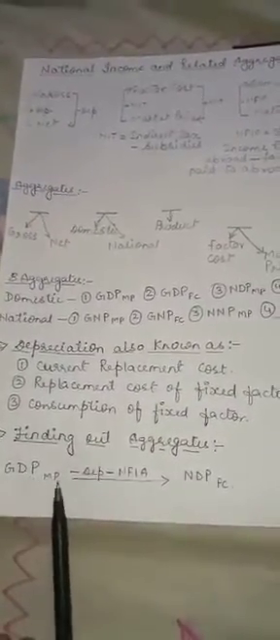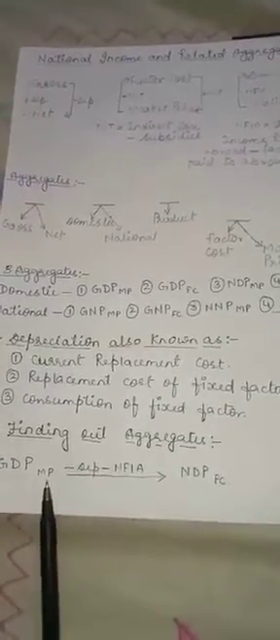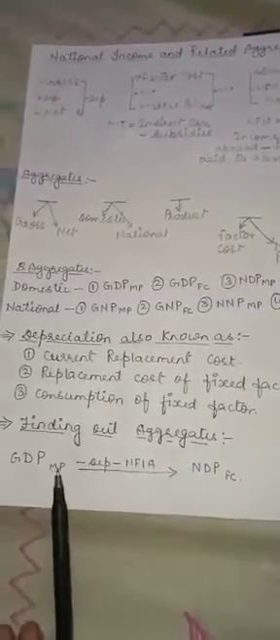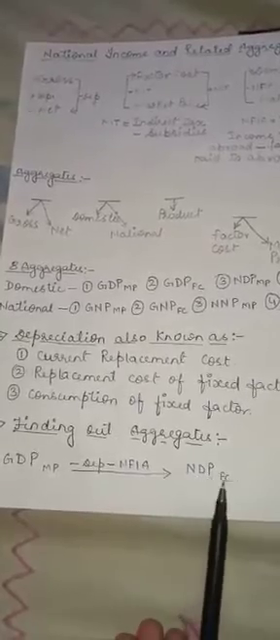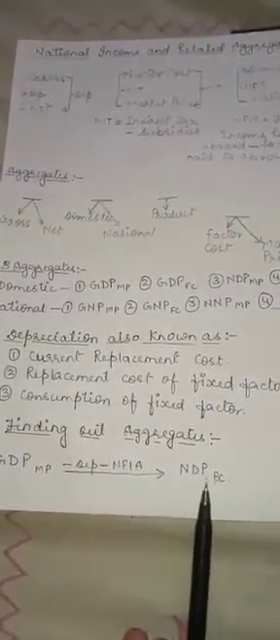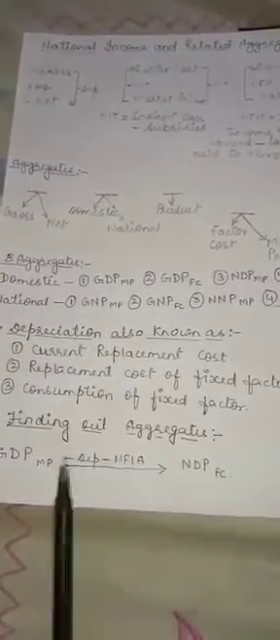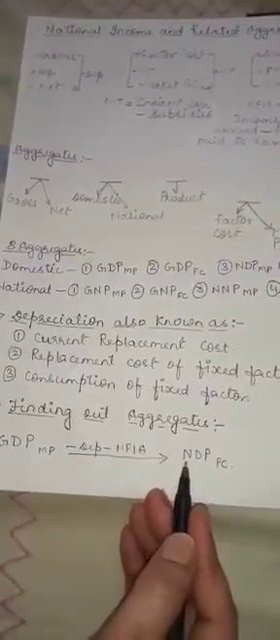This we'll understand in this. Suppose GDP-MP is given. That means gross domestic product at market prices is given. And with the help of this, we have to find out NDP-FC, net domestic product at factor cost. So how will we find it out? Here gross is given and we have to find out the net.